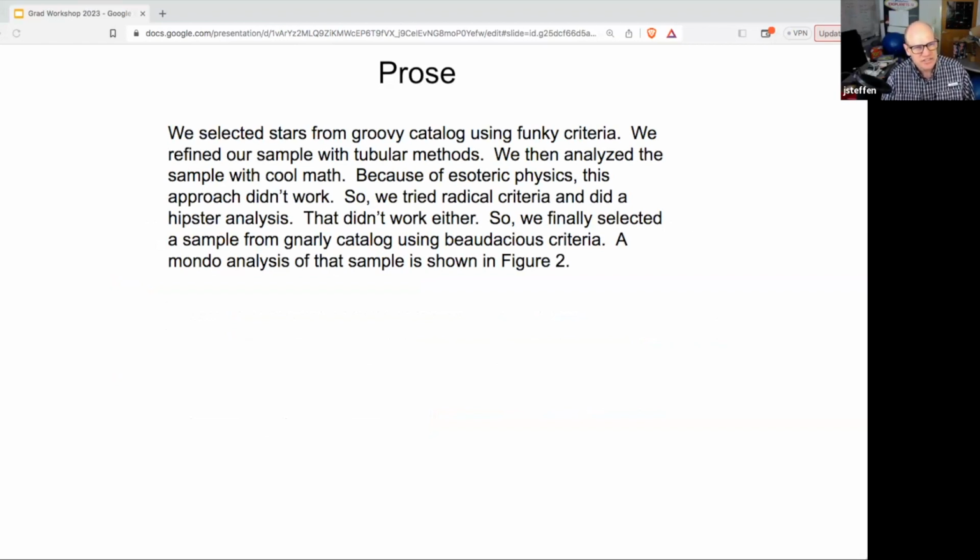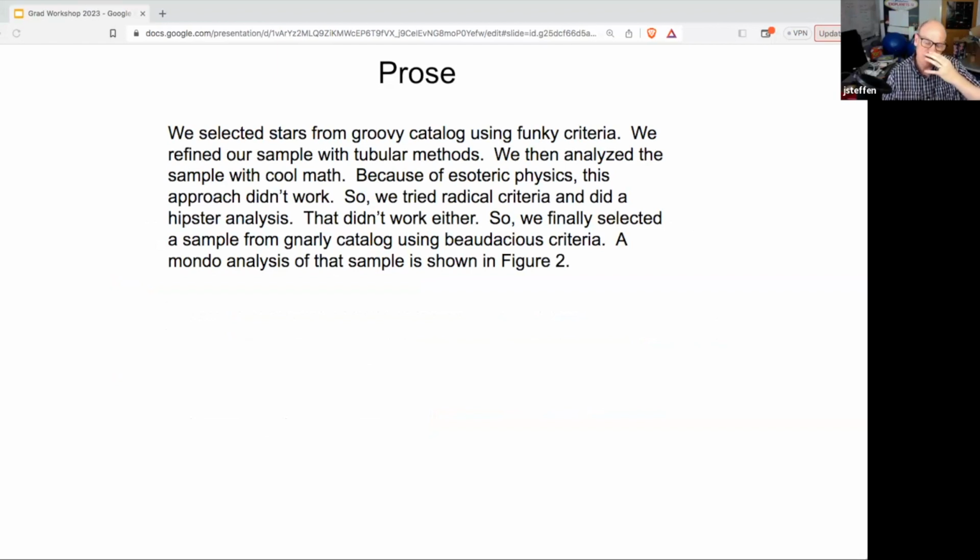So we selected stars from Groovy catalog using funky criteria. We refined our sample with tubular methods. We then analyzed the sample with cool math. Because of esoteric physics, this approach didn't work. So we tried radical criteria and did a hipster analysis. That didn't work either. So we finally selected a sample from gnarly catalog using bodacious criteria. A Mondo analysis of that sample is shown in figure 2.